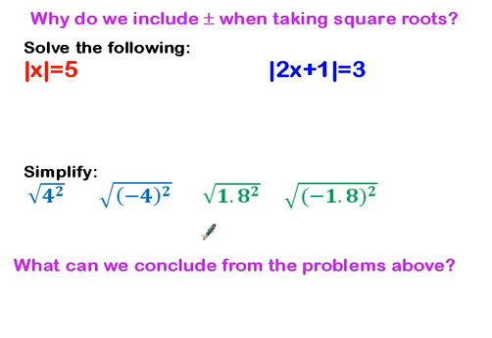Alright, what we're going to do is take a look at why we include a plus or minus when taking square roots. This could be 4th roots, 6th roots, any sort of even root, but since in Algebra 1 and Algebra 2 we deal a lot with square roots, I'm going to work with just those.